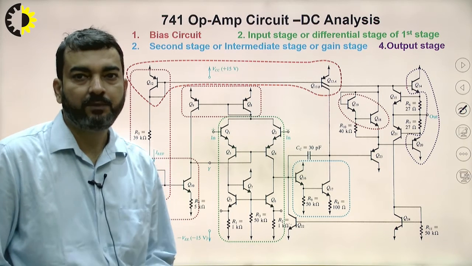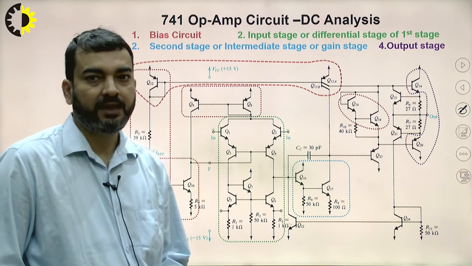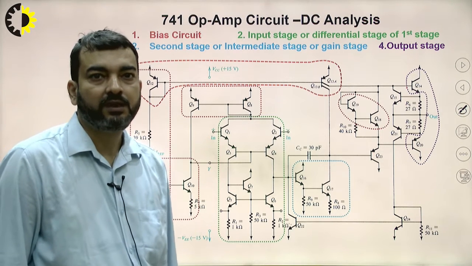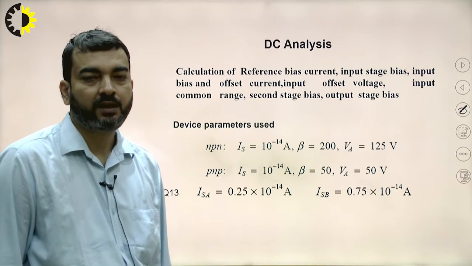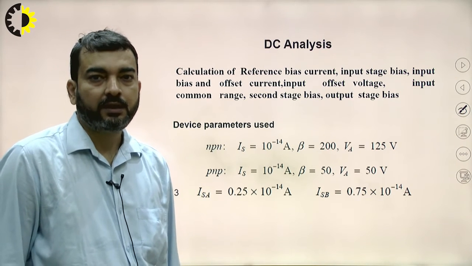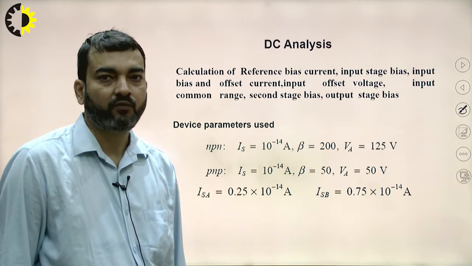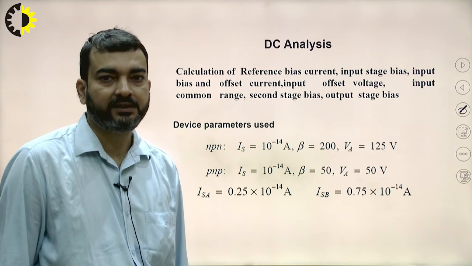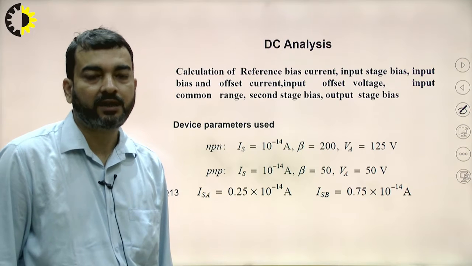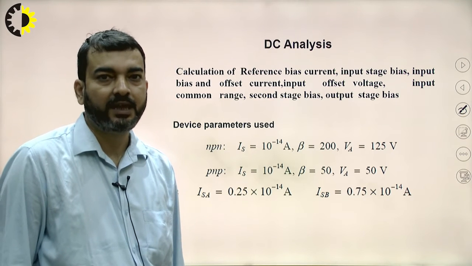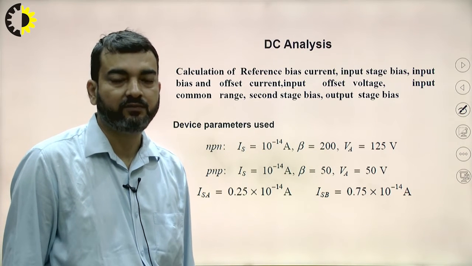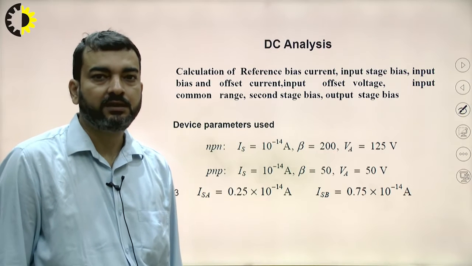So now we will perform the DC analysis and then we will see the AC analysis. In today's lecture we will perform the DC analysis. What is the purpose of DC analysis? We have to find the collector current of various transistors. Once we find the collector currents, we will be able to calculate various parameters of the transistors. For example, we can calculate the resistance R0, and the resistance re, small re, which is the emitter resistance of any transistor.